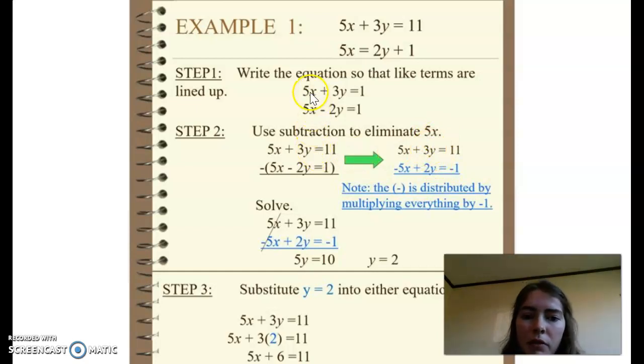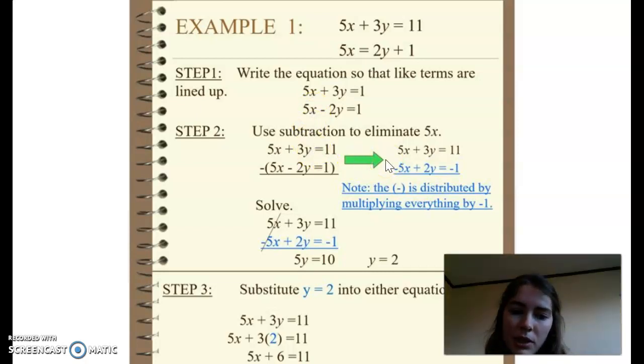So right here we see we have 5x and another 5x. We don't want to add them, okay? We could either add or we could subtract. We don't want to add them because then we would get 10x, and that's not going to help us. So instead we're going to subtract.